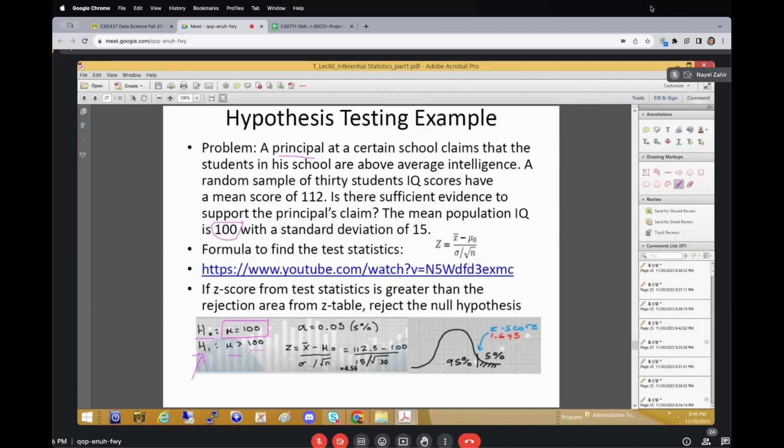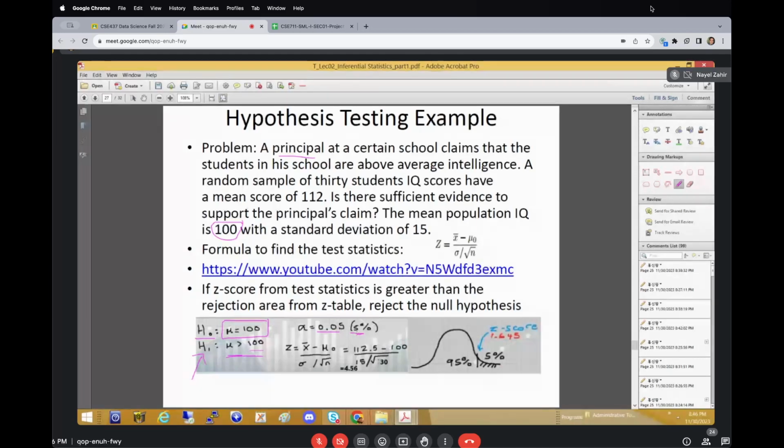From this alternate hypothesis, we can see that this is a one tail test, not a two tail test. It is just greater, not less. So this is a one tail test on the greater side. Now we have to think about the significance level. Consider that the significance level is alpha equals 0.05, that is 5%.